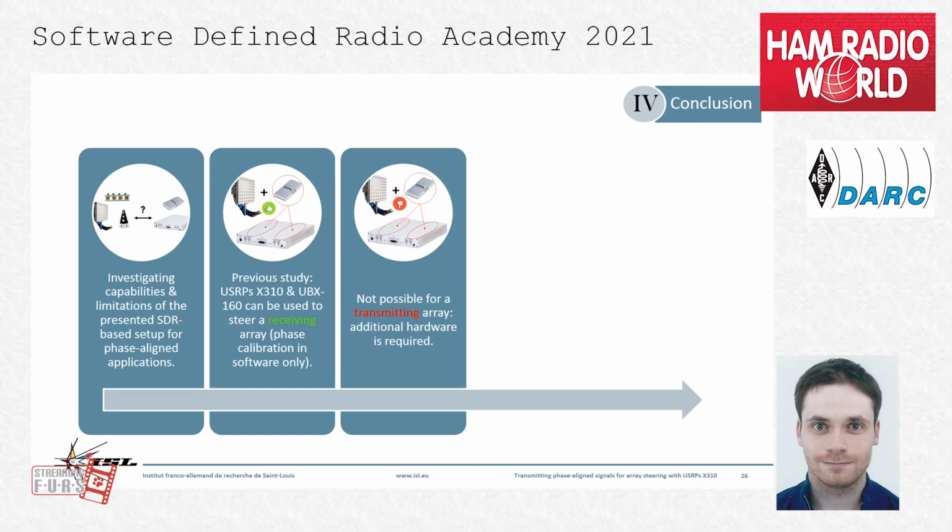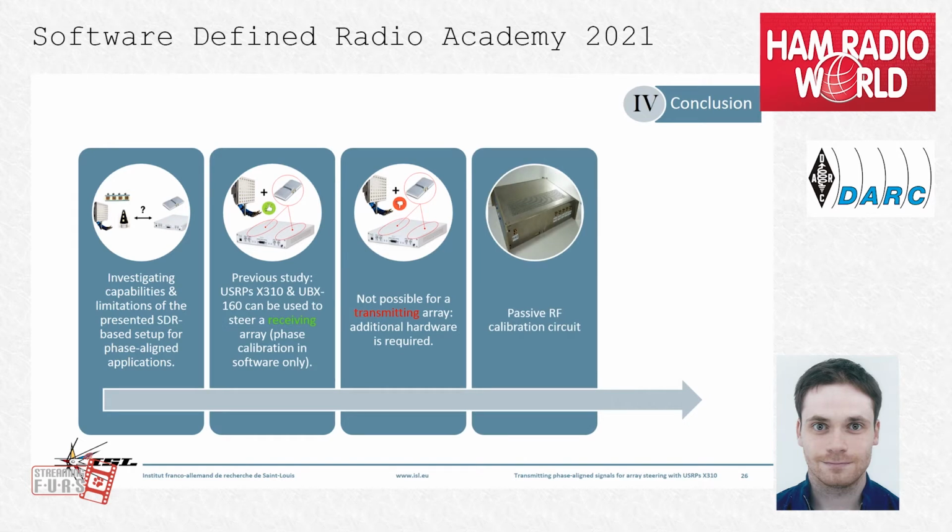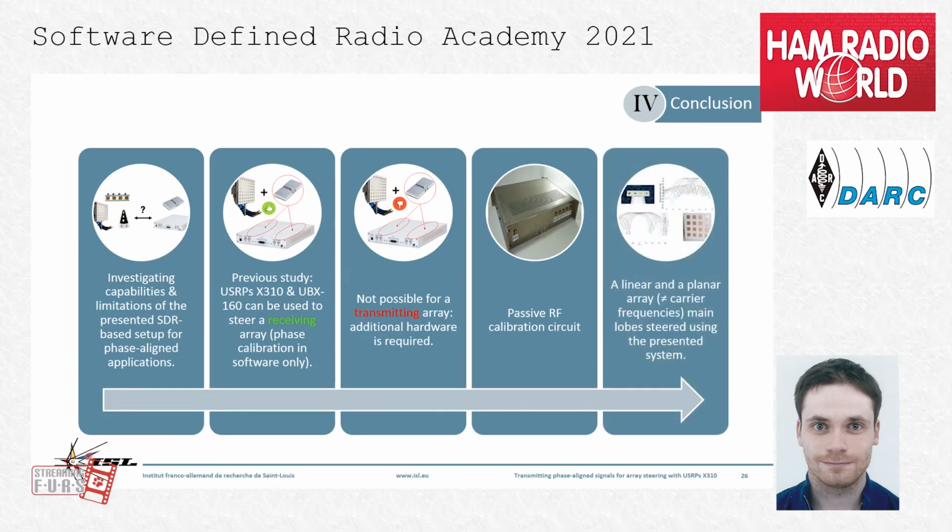In order to address this issue, an additional calibration circuit made up of passive RF components was added, and a calibration algorithm was implemented in GNU Radio as a state machine. And with this new setup, we carried out measurements in an anechoic environment using two different arrays and demonstrated its ability to steer the array main lobes for different geometries and carrier frequencies with a single hardware architecture.